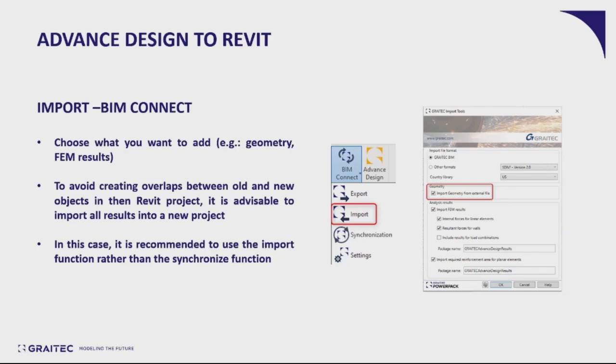A few tips. The user is advised to open a new Revit project in order to import all the results from Advanced Design to avoid any overlaps. And it is also recommended to use the import function rather than the synchronize function in order to perform the workflow from Advanced Design to Revit.